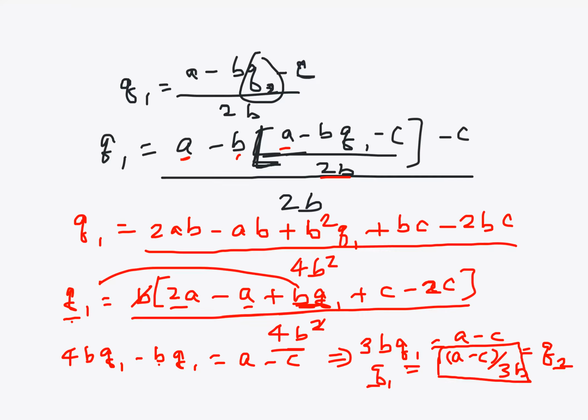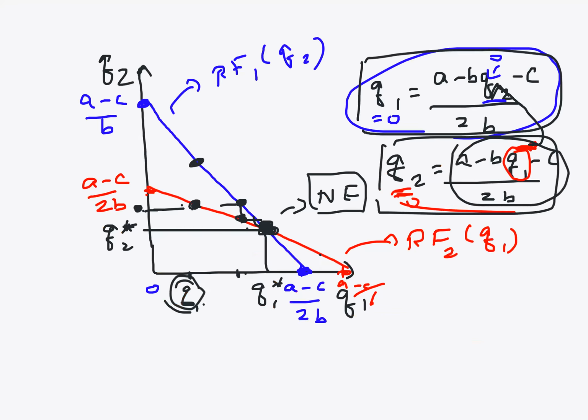So if you go back to the graph, let's look at the graph of the reaction functions. Here, what you see is the equilibrium quantity over here, so let's highlight it with red. Q1 star and Q2 star are the two equilibrium quantities, where the best response functions match. So this value is basically (A minus C) over 3B.